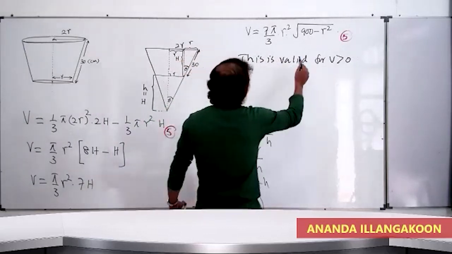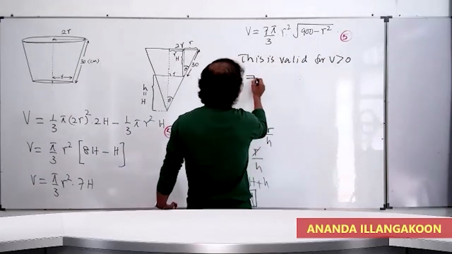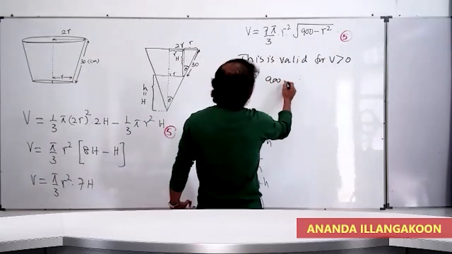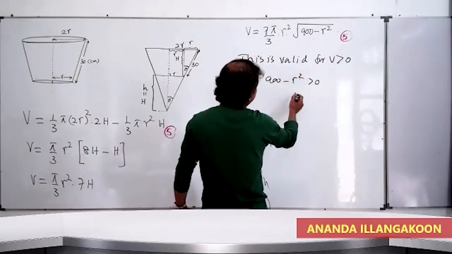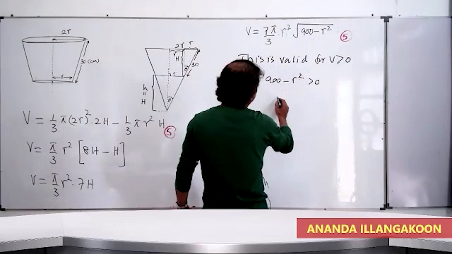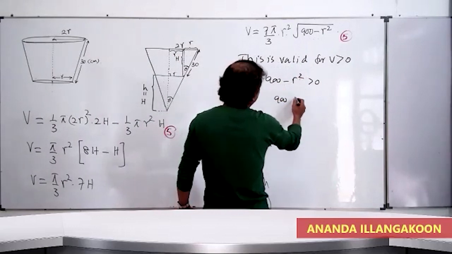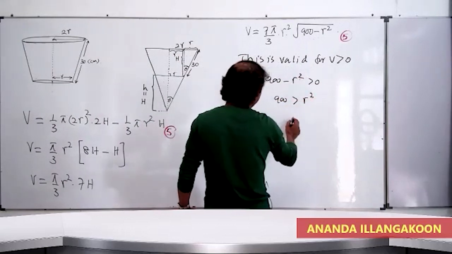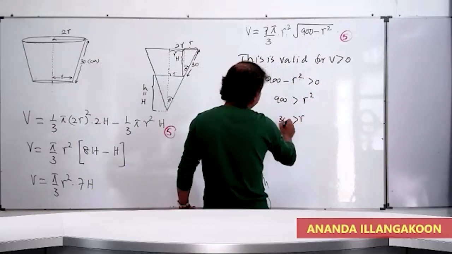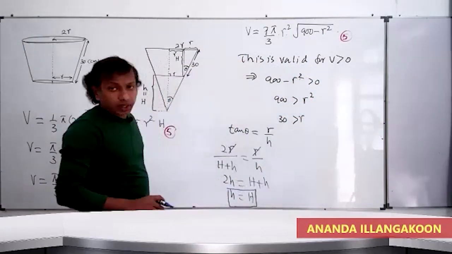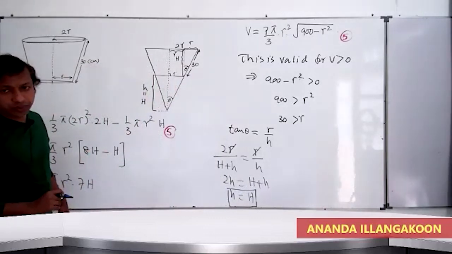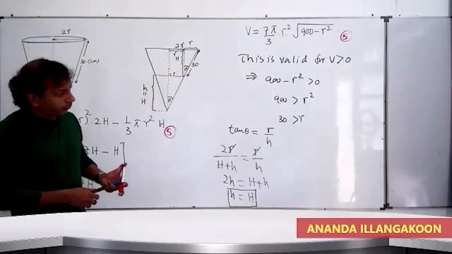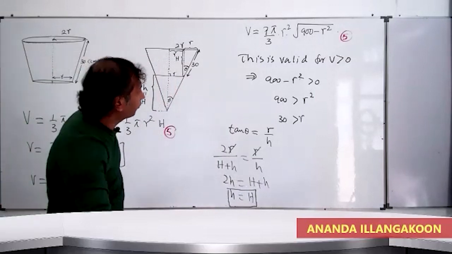For that, this should be positive: 900 minus R squared, positive. That means what, people? 900 is greater than R squared, so R is smaller than 30. R should be a positive value because it is a radius, a length. Length may be negative? No. So therefore, you get that answer also.